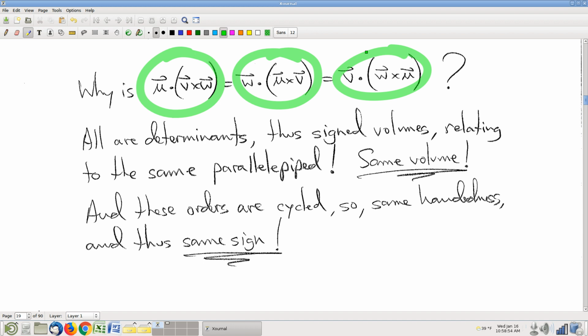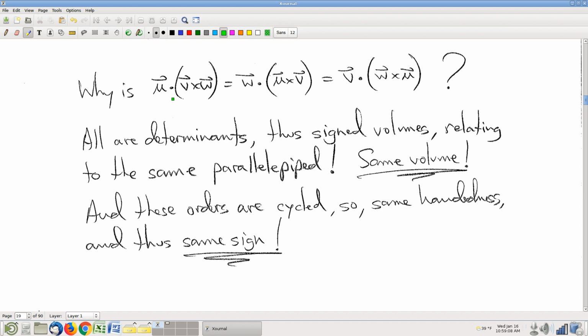Well, remember minus signs come down to the order and whether the order is right-handed or left-handed. Well, we know from earlier discussion on Monday that when you cycle, so what we've done here is you take the vector at the end and you move it over to the beginning like that, when you cycle, you don't change the handedness. Right? So these 2 things are in a cycled order in relation to each other. Therefore, they have the same handedness, and therefore these 2 determinants have the same sign.